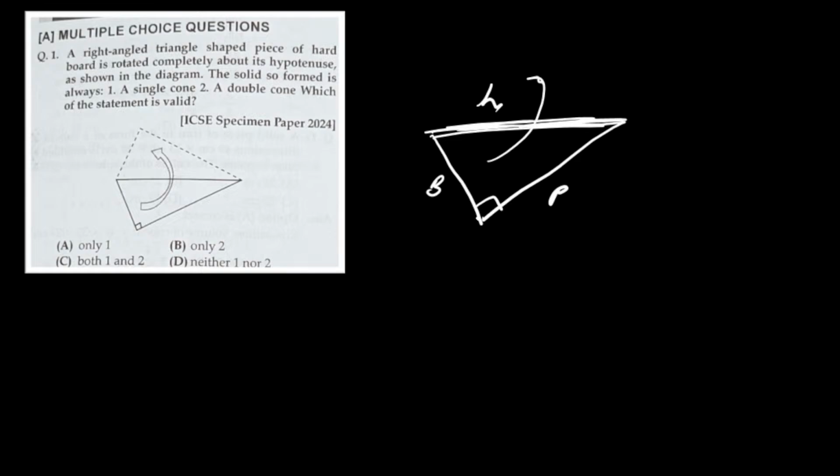So the solid formed will be a double cone only, not a single cone. This is already one cone. If you rotate it along the other side also, we will have one cone only. So it will not be a single cone, it will be a double cone. So only 2 is the correct option, not 1. It will be a double cone. So option B is the correct answer of this one.